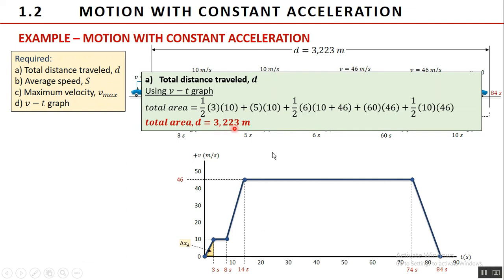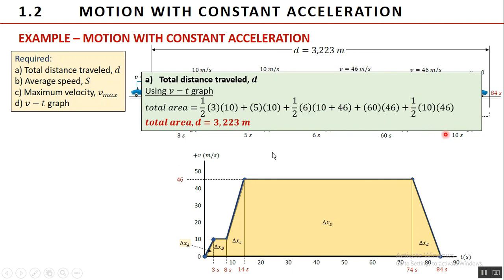3,223 meters. This triangle area is actually the delta x sub a, which is 1/2 times 3 times 10. This rectangle area is delta x sub b, that is 5 times 10 from this expression. This trapezoidal shape represents delta x sub c, which is 1/2 times 6 multiplied by the sum of 10 and 46. This large rectangle is the delta x sub d, which is, from the equation, 60 times 46. And lastly, delta x sub e is represented by this triangle, and the area is 1/2 of 10 times 46.